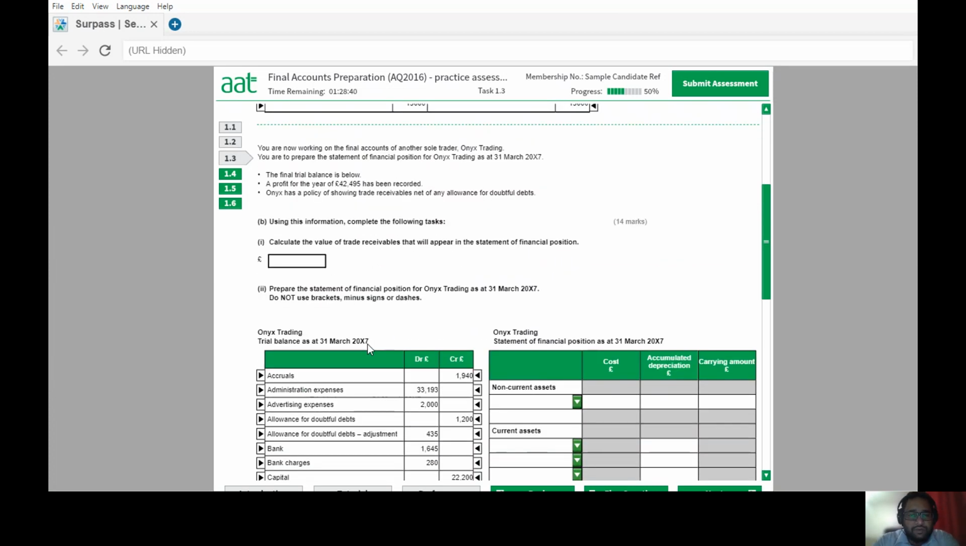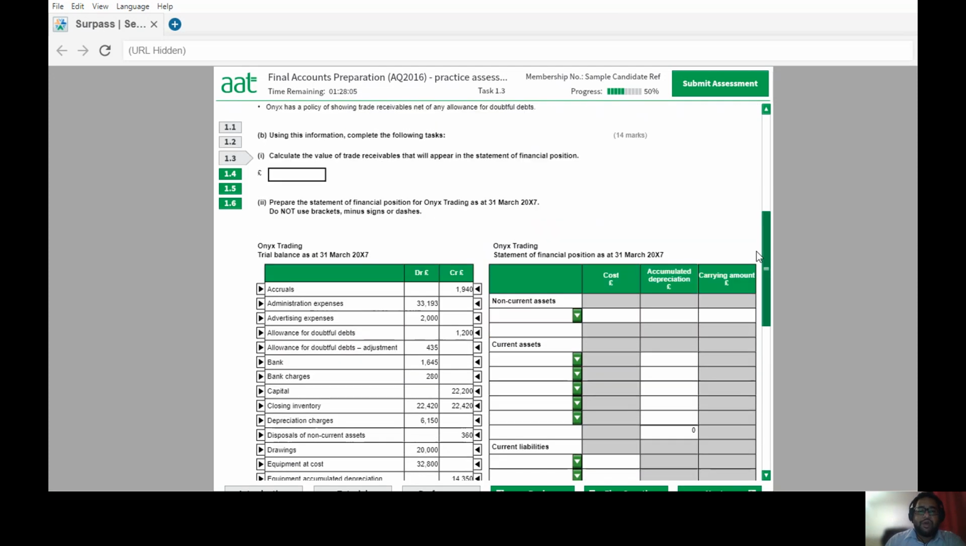Now let's go further down. Now you are working on the final accounts for another trader, Onyx Trading. The final trial balance is below. The profit of 42,495 has been recorded. Onyx has a policy of showing the trade receivables net of any allowance for doubtful debt. Allowance for doubtful debt can be shown as the net of your trade receivables. Okay. Or you may put that as a current liability. But at the moment they've done it this way, it is also absolutely fine.